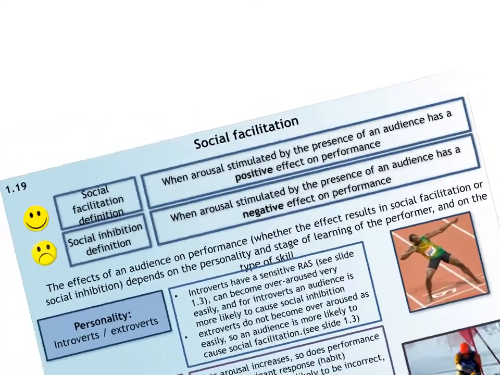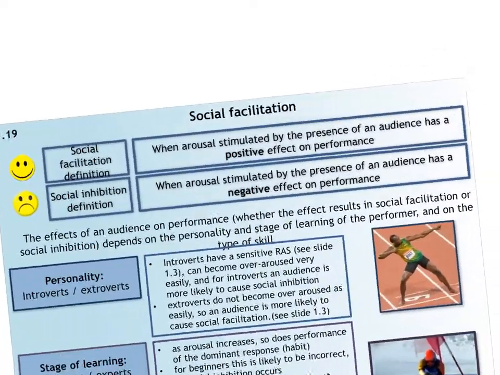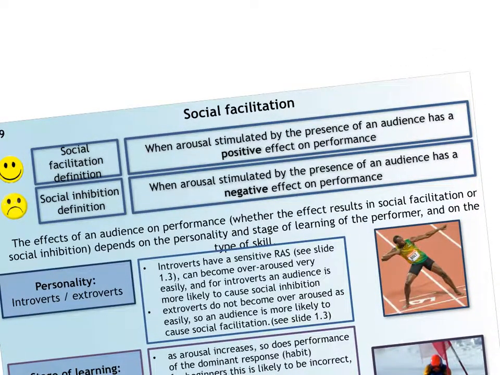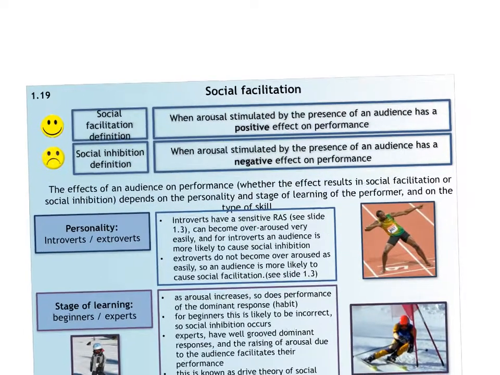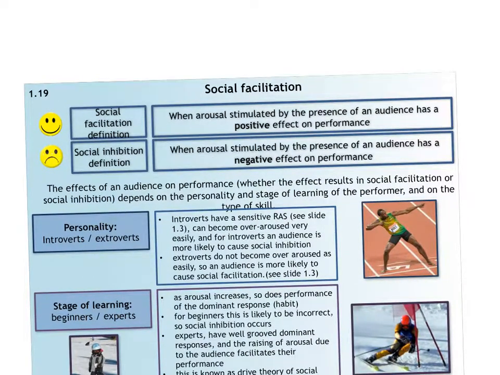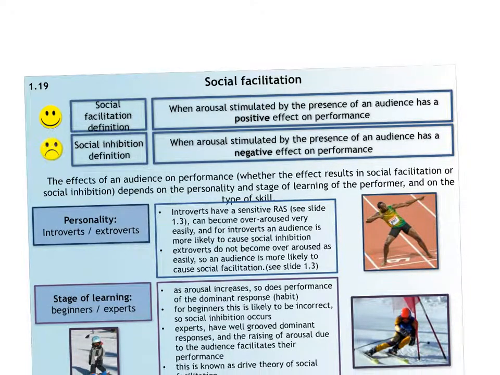So just starting off, as always, with a couple of definitions. Social facilitation talks about how the presence of an audience has a positive effect on performance, and we look at social inhibition, where arousal stimulated by the presence of an audience has a negative effect. I'm going to look at how that is affected by different personalities, looking at stages of learning as well, and you'll see how all this comes in with the content that you've been taught in previous lessons.